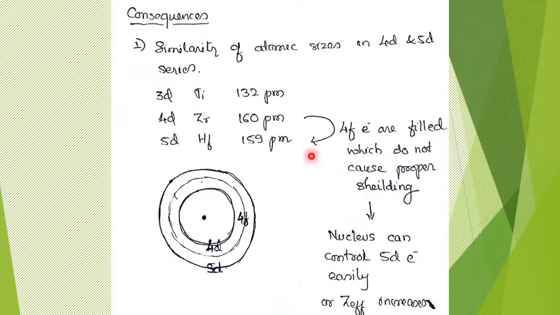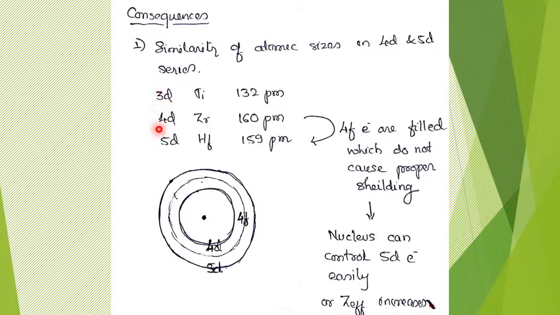Okay, first consequence, a very important consequence, is this. It's because of lanthanoid contraction: similarity in atomic sizes in 4d and 5d series. Usually, if we go down the group, in any group, atomic radius increases. The same thing is expected in transition metals too.